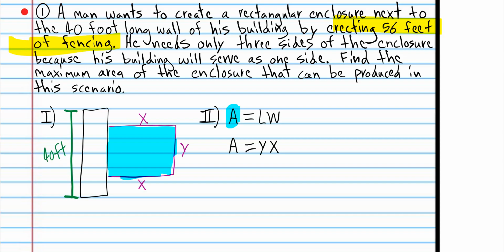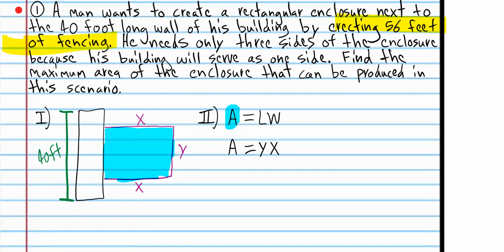It says the total length of the fencing is going to be 56 feet. So the perimeter of that rectangle is 2W plus 2L, right? That's the definition of the perimeter of a rectangle. Now we know the perimeter.